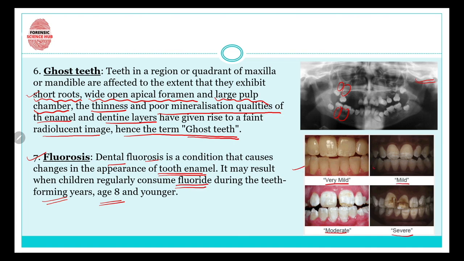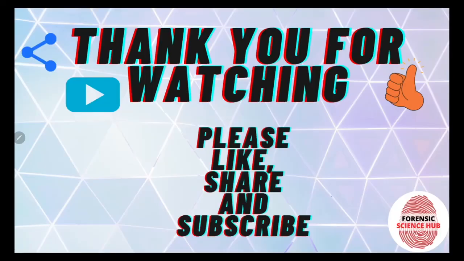You can see the differences that will be there in the different stages of fluorosis. So I hope you understood all the types of anomalies, that is the anomaly of size, shape, number and structure.